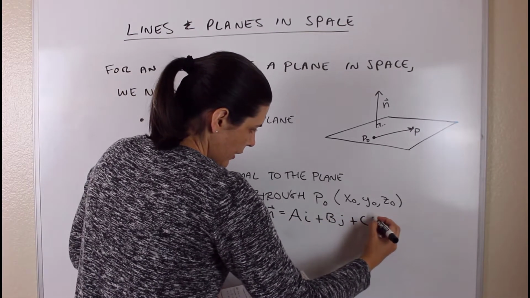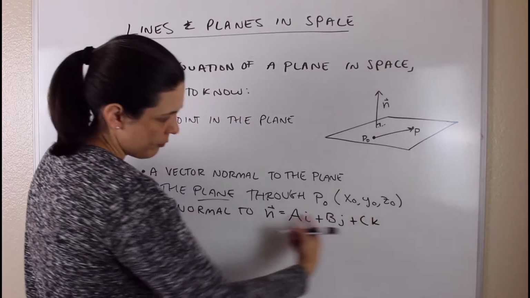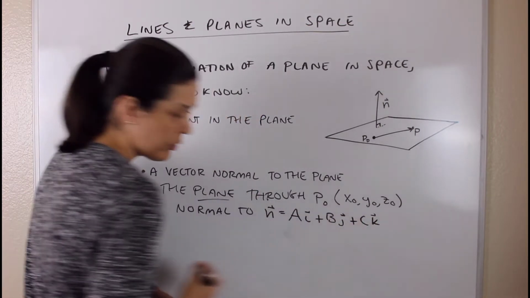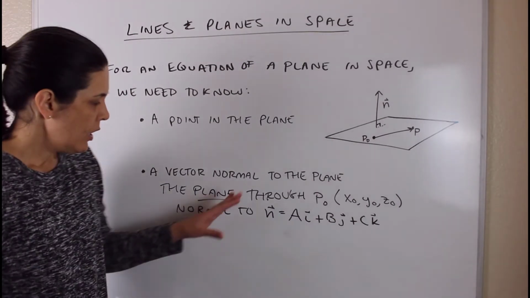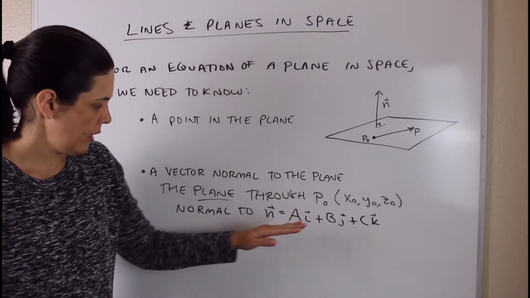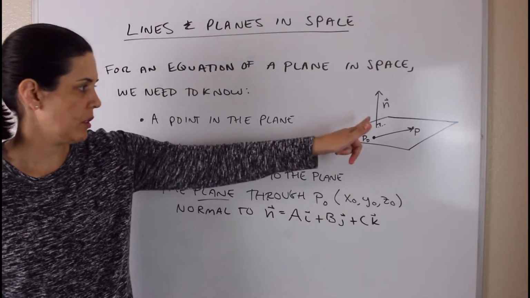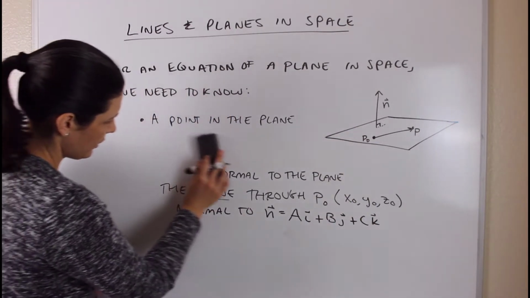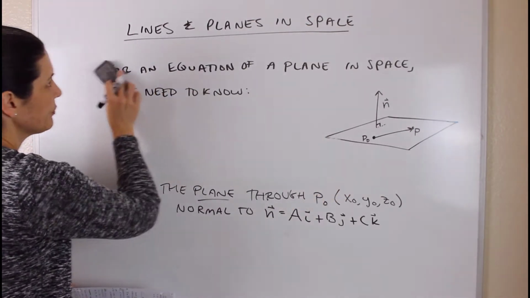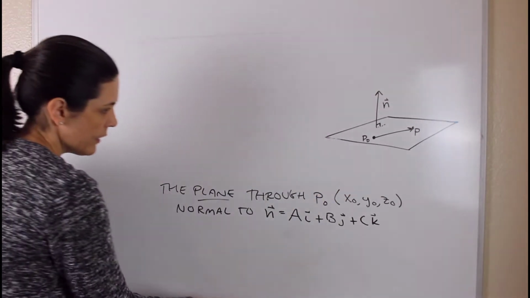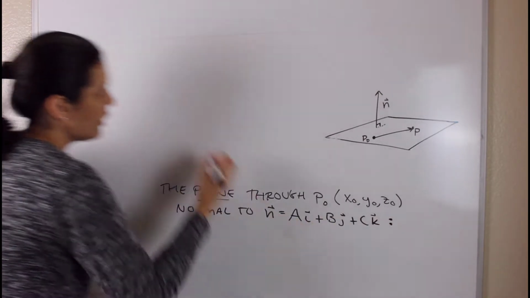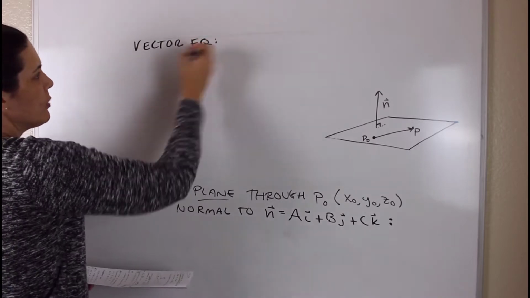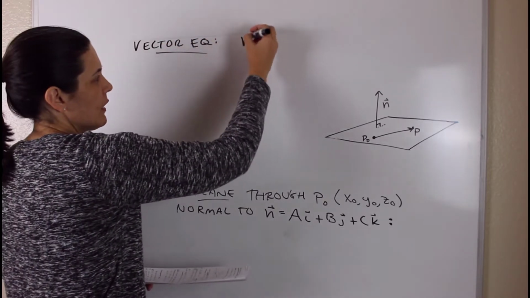Now you can put this in component form with the angled brackets, or I'm just using the ijk standard unit vector form. Either way is fine. So the plane through this point, normal to this vector, which is exactly my drawing there, can be written these two different ways. So let's go ahead and get rid of this. And so this becomes the following. We'll call it the vector equation.